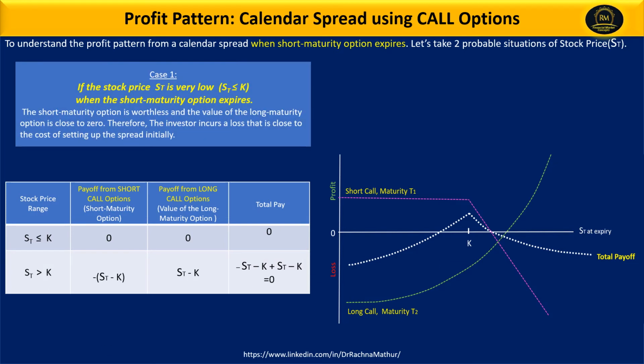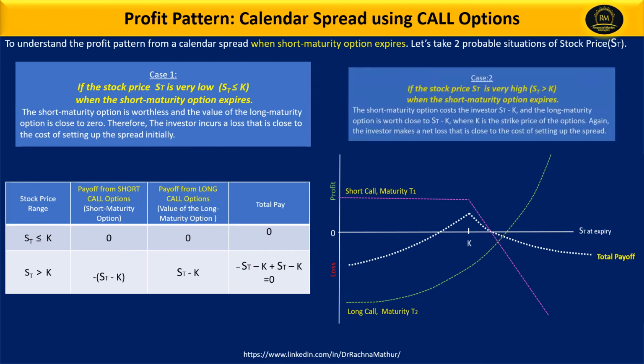So the first situation is if the stock price is very low when the short maturity option expires. In this situation, the short maturity option is worthless and the value of the long maturity option is close to zero. Therefore, the investor incurs a loss that is close to the cost of setting up the spread initially.